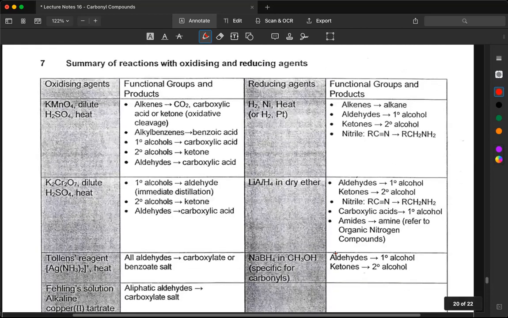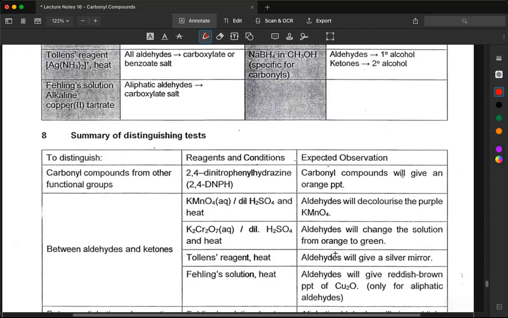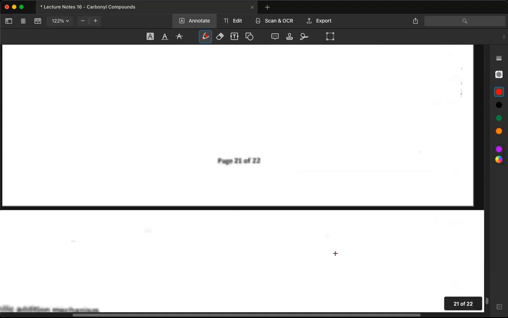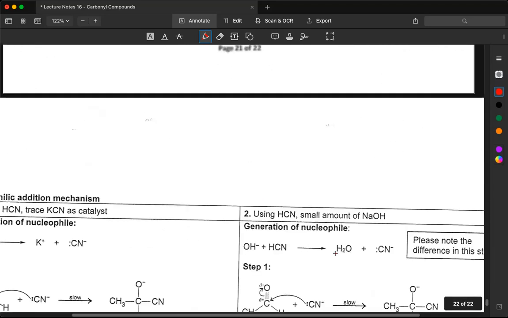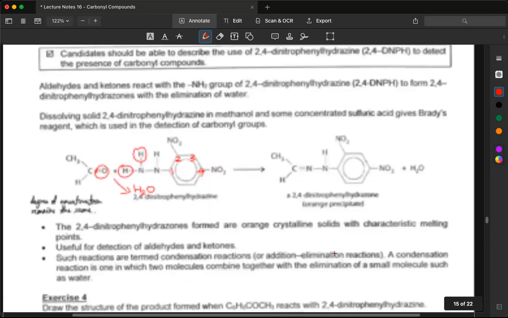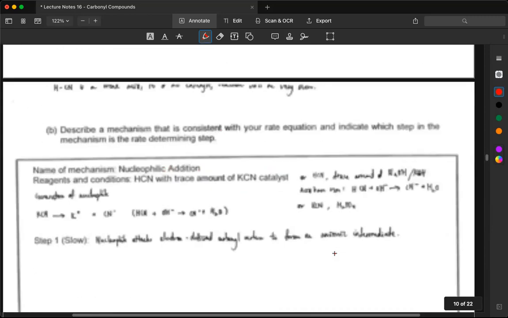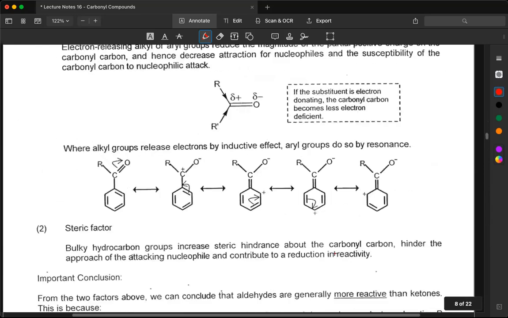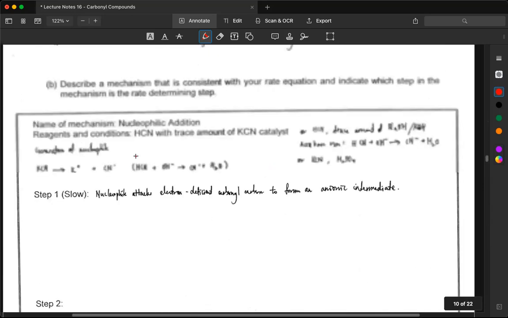Now, this is a summary. I will not go through this. It's a good summary for self-reading. And this is the mechanism just now. Okay, so that's about it. Maybe you can refer to the last page.